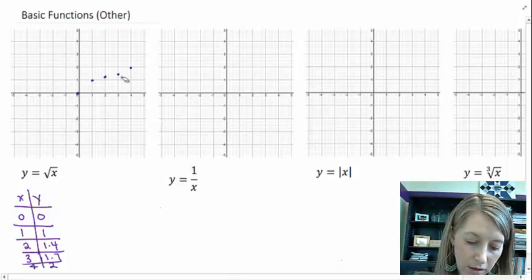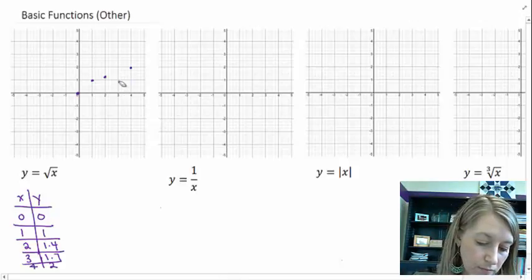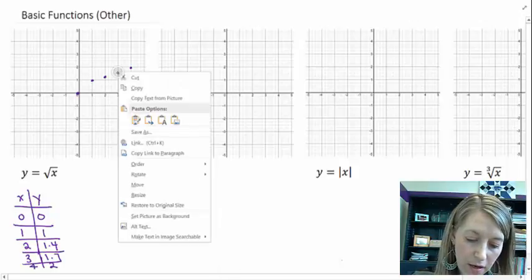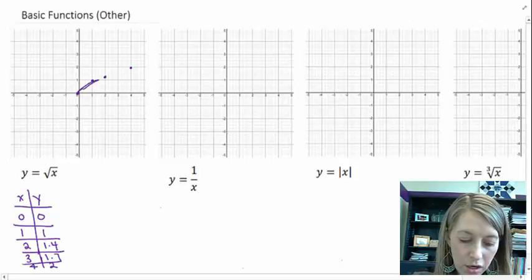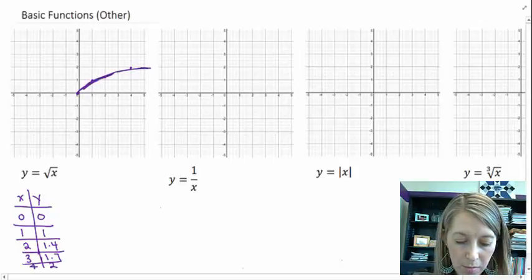And my 3 is a little off. And so we get this here. So it should resemble this shape.